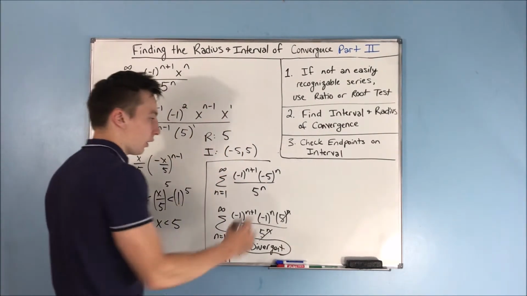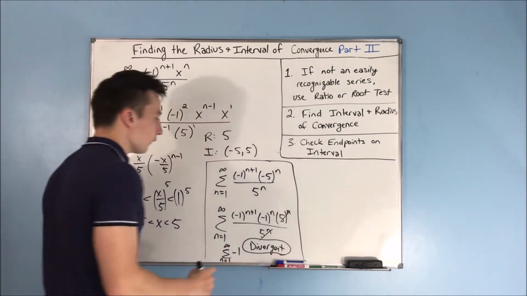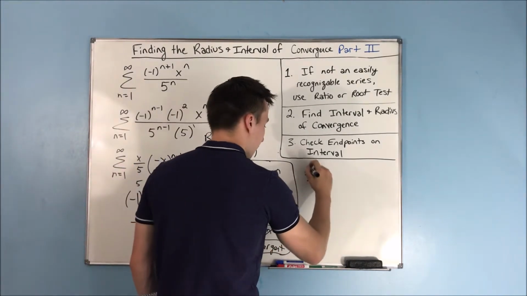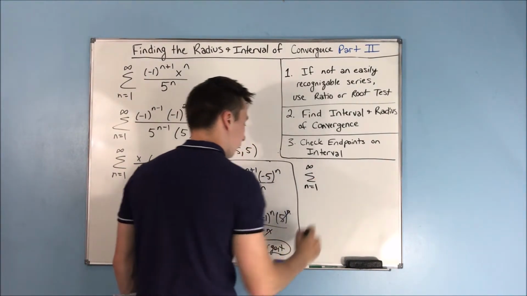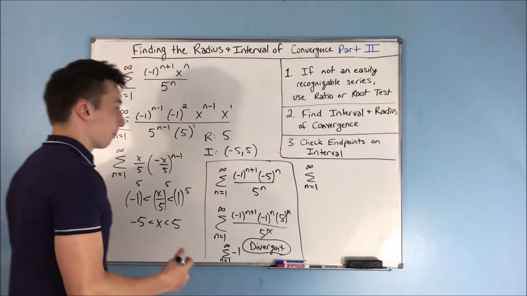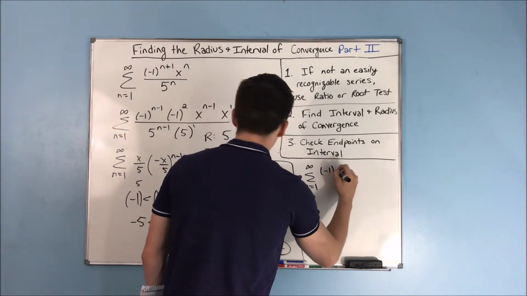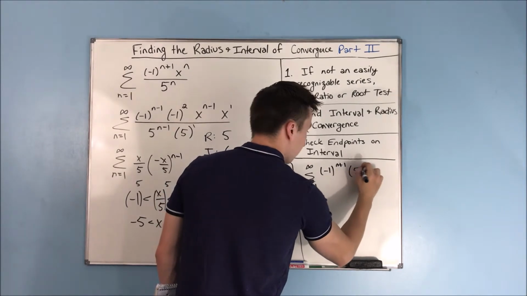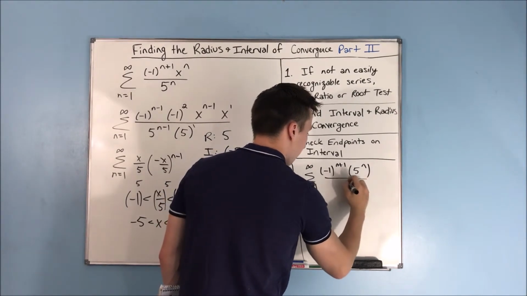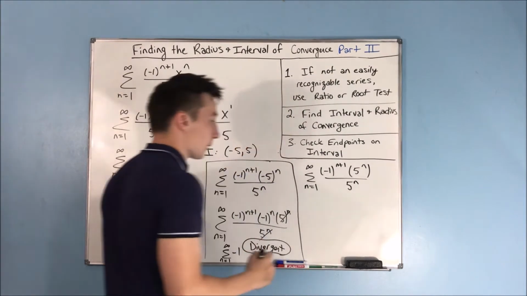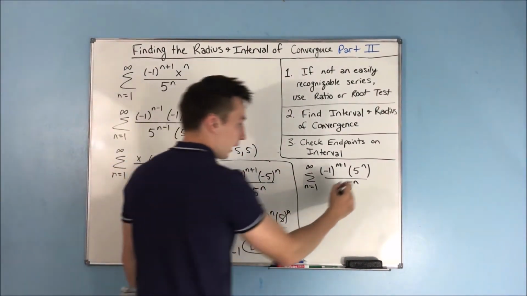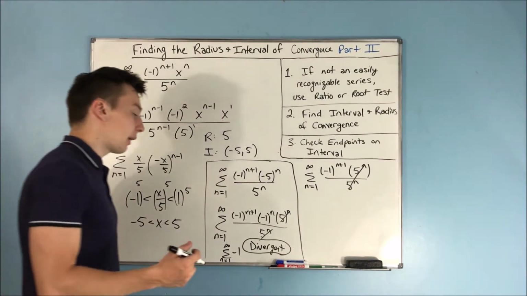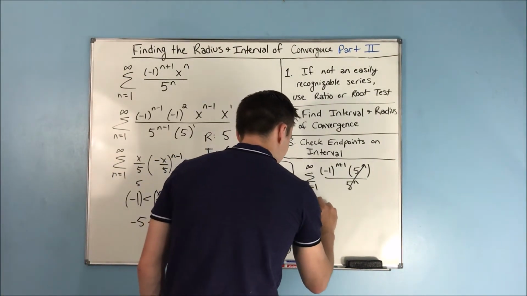Okay, now on to our next one. We're testing our second endpoint. That's 5. Now, if we plug in 5 here, we're going to get (-1)^(n+1) times 5^n over 5^n. These 5^n's are going to cancel, and you're left with (-1)^(n+1). Now, you can do a test for divergence here.